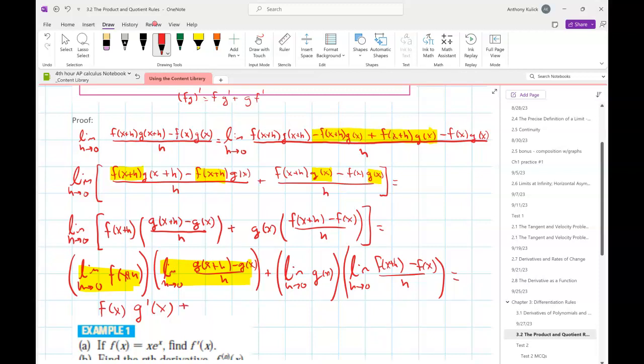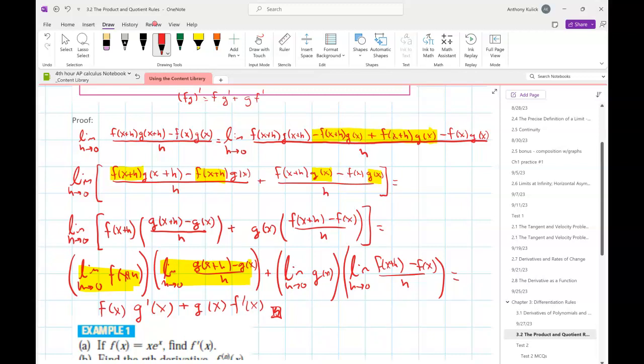What's the next limit? g of x. And what's the last limit? f prime of x. And what do we have? That's the product rule from above. There you go. So far, so good?